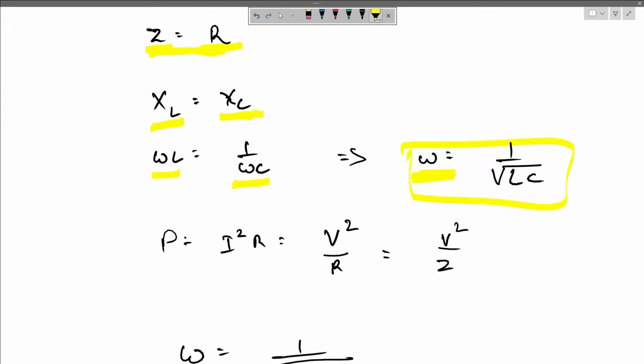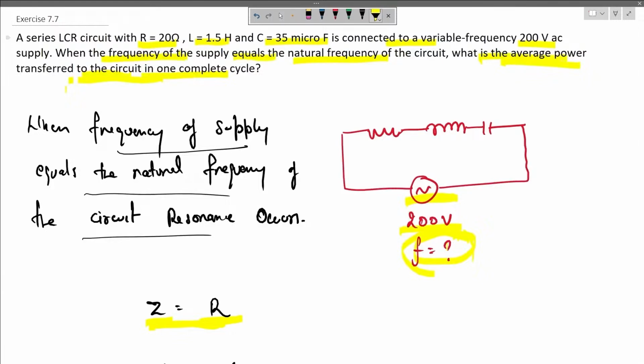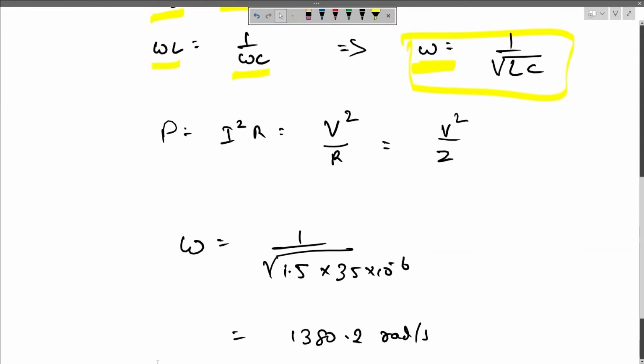After that, for the power given to the circuit, we have to find the average power transferred to the circuit in one complete cycle. Now when this happens, since the impedance is equal to the resistance of the circuit, power would be equal to V square by Z, where Z can be taken as the resistance because there is no other resistance in the circuit. So Z will be equal to 20 ohm.